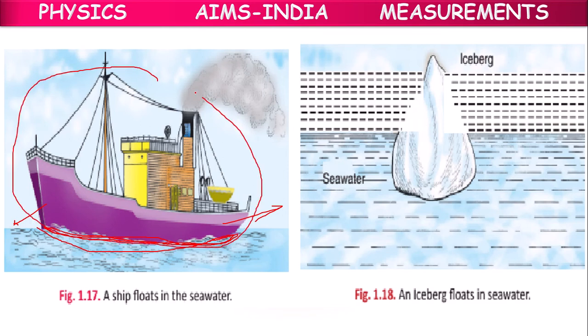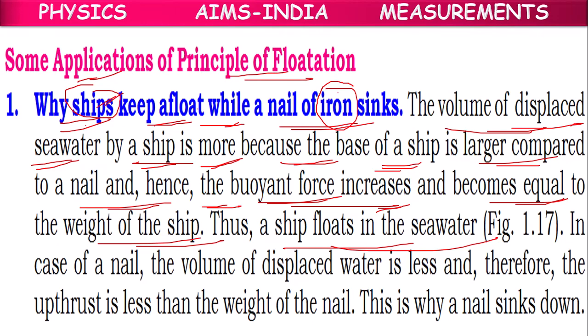The ship is specially designed such that the base is larger and the amount of displaced liquid is more, so that the upthrust, the buoyant force, becomes equal to the weight of the ship. Why are we making the base of the ship larger? To increase the buoyant force so that it becomes equal to the weight of the ship. So that's why the ship floats in seawater.